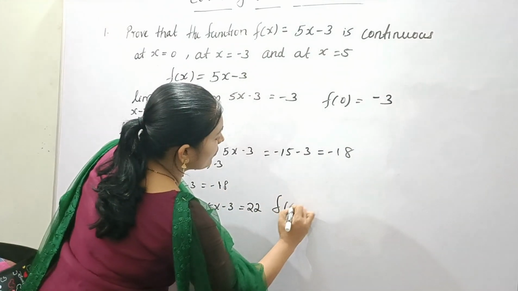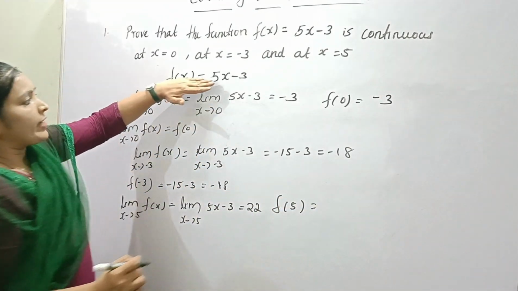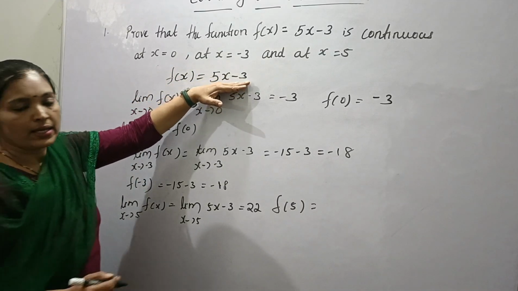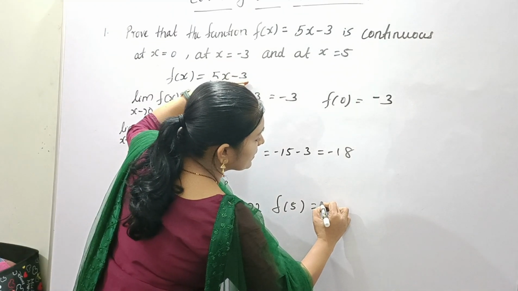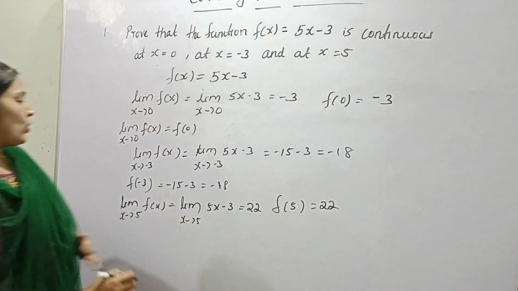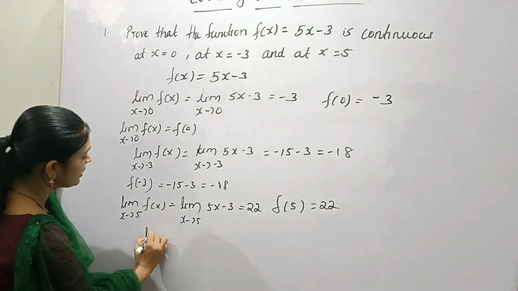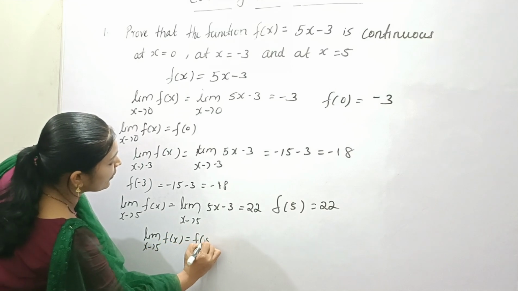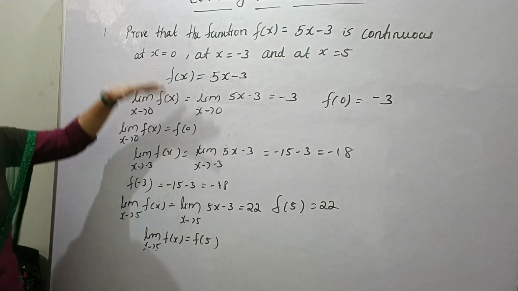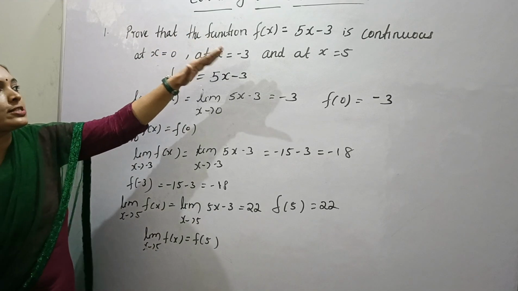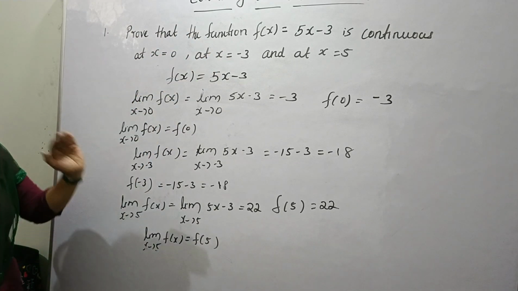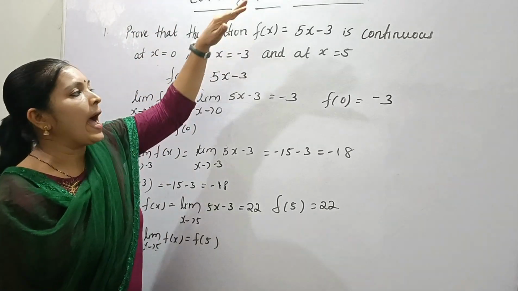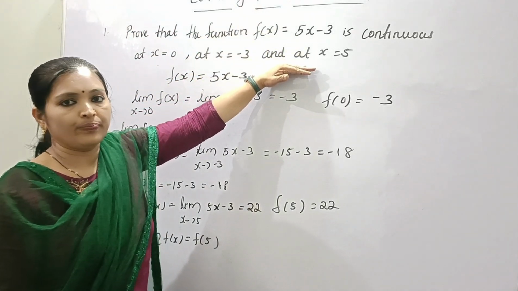Then, what is f of 5? f of x is this one. f of 5 is nothing but 5 into 5 minus 3, that is 25 minus 3, that is 22. So, here also we have got limit x tends to 5, f of x is equal to f of 5. Hence, the given function, that is f of x is equal to 5x minus 3, is continuous at x is equal to 0, at x is equal to minus 3 and at x is equal to 5.